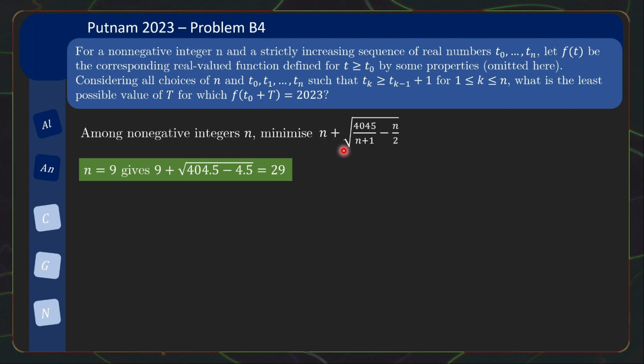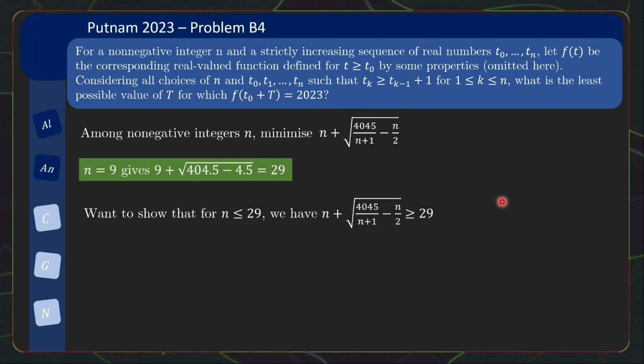evaluate the first few values of n, you will eventually find that if you put n equals 9, this objective function here gives you 9 plus this divided by 10, which is 404.5 minus 4.5, which is the square root of 400, which is very nice, it is 20. So the answer is 29 here. It turns out that after n equals 9, this objective function will increase. So what I'm going to prove to you, I claim that 29 is the minimum answer here.